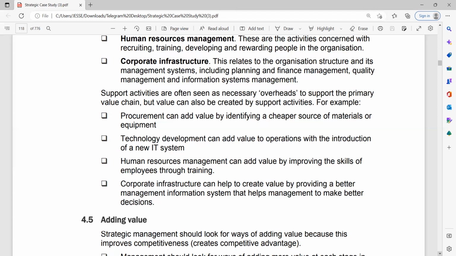If you go to technology, technology can add value to operations, right? To operations and to even how you process your products. Then you have human resources. Human resources can add value when you improve the skills of employees through training. And then you have corporate infrastructure. In corporate infrastructure, you can create value by providing, for instance, an information system that helps management make better decisions. So you see, you can add value through the support activities as well.